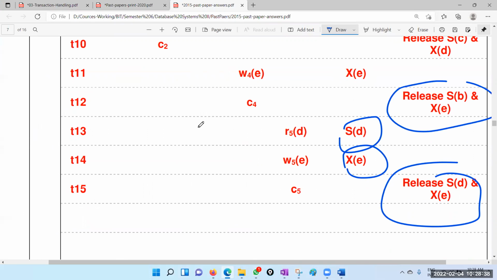But use this notation, okay? Write 5E means fifth transaction doing the write. So this is exclusive lock is taken of the E. So you use that format, but the way you write the answer can be different. But try to use the standard, so that the examiner can easily find out what it is.